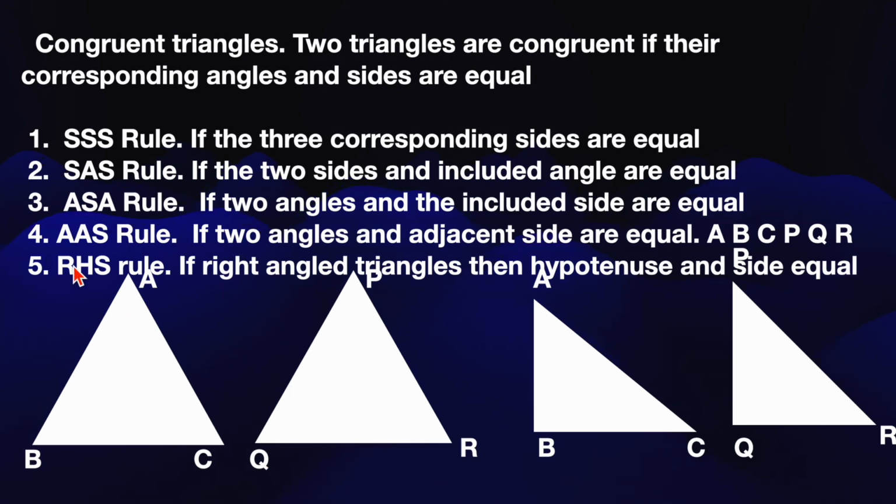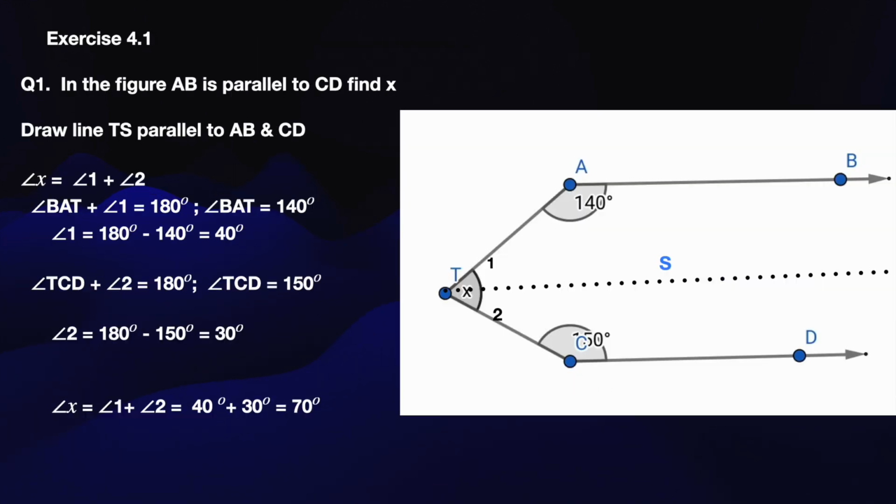Then they are congruent. RHS rule: one angle should be a right angle. Then if the hypotenuse and one side are equal, then by the RHS rule, the two triangles are congruent. Okay, we'll do sums on this and it will be very clear.